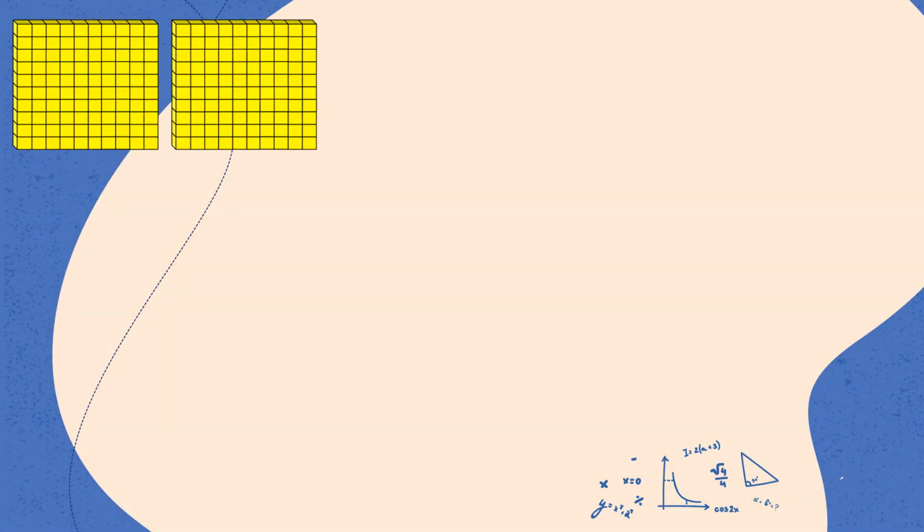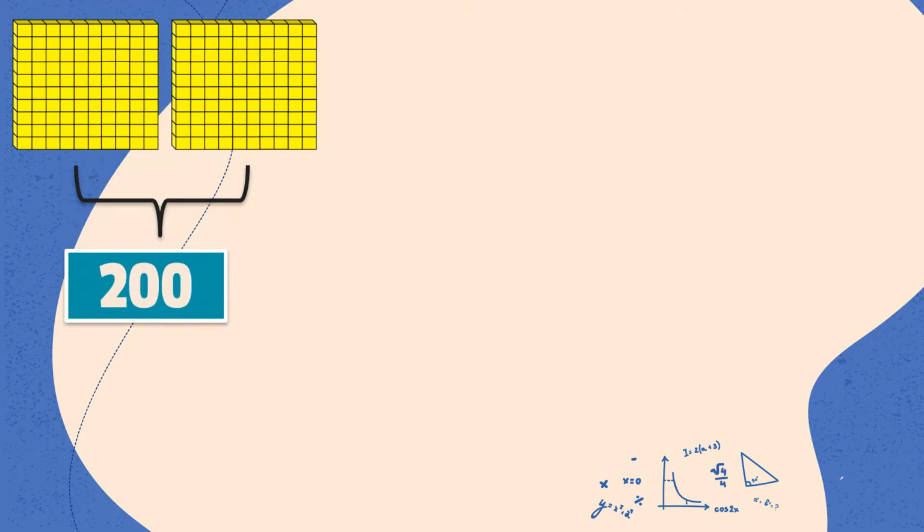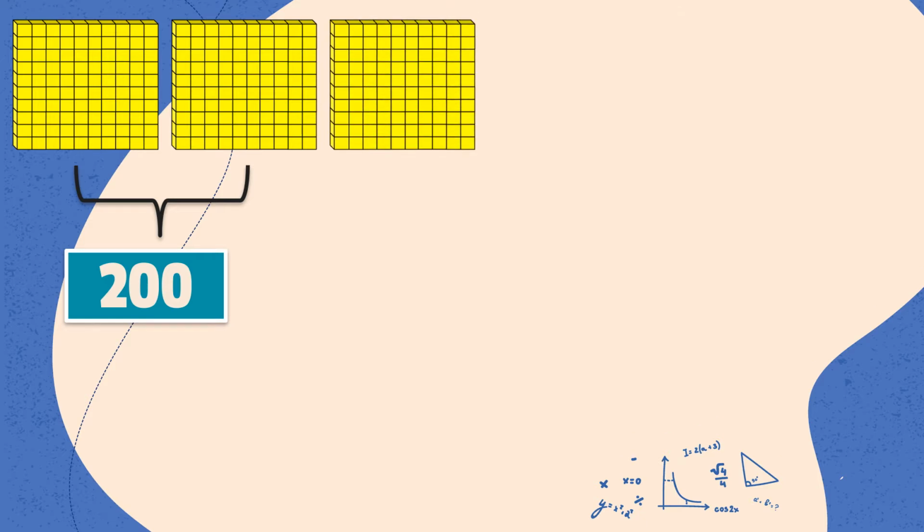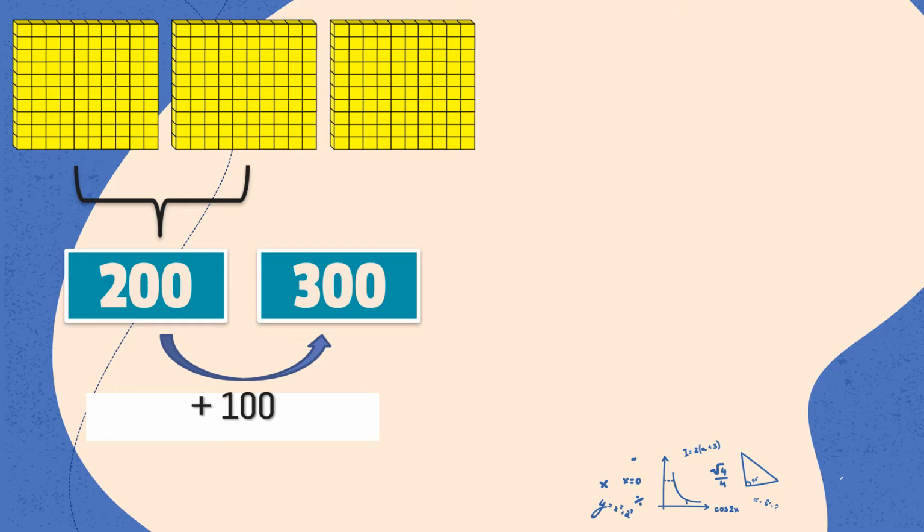Do you still remember this diagram? This is blocks of hundreds. How many blocks of hundreds are here? Here we have 2 blocks of 100. That means the value is 200. If we add more blocks of 100, that means we add 100 and it becomes 300. That means greater, means become 300.